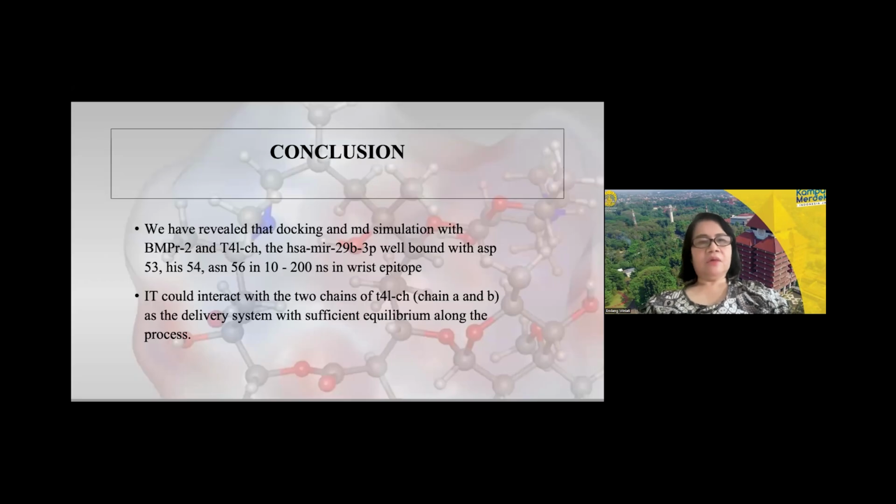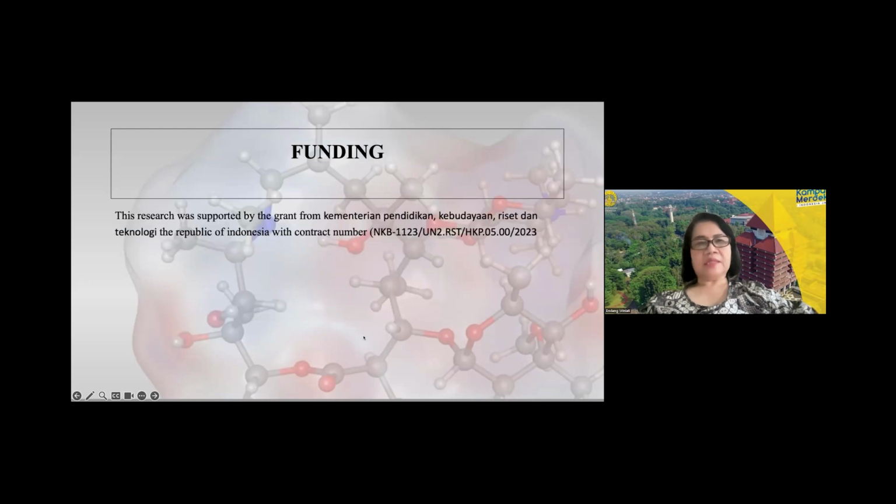And as a conclusion, we have revealed that docking and molecular dynamic simulation with bone morphogenic protein 2 and T-lysozyme 41 chitosan linker and the microRNA 29B3P will bind with amino acid. This amino acid is rich in epitopes. It could interact with the two chains of T-lysozyme 41 chitosan as the delivery system with sufficient equilibrium along the process.